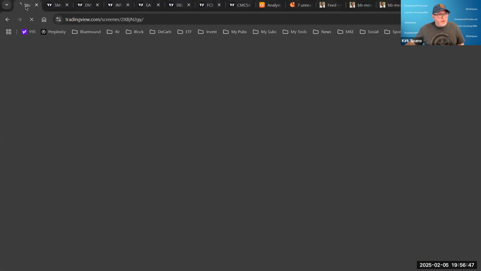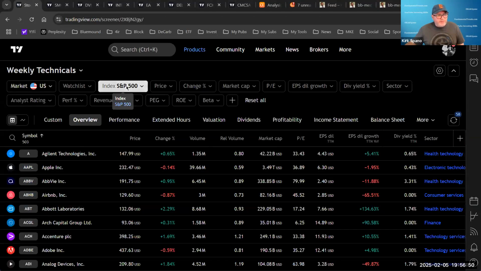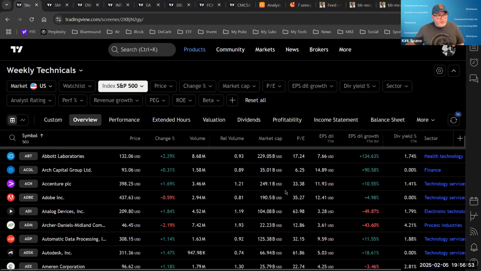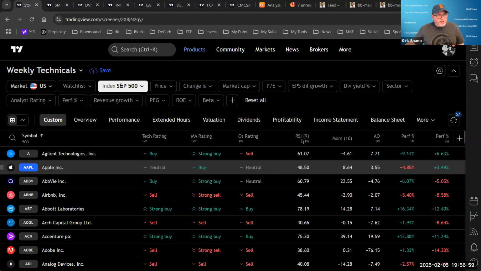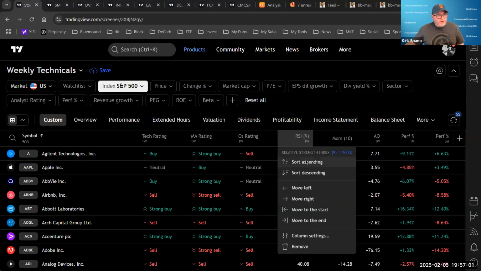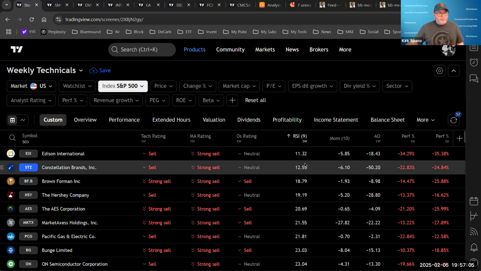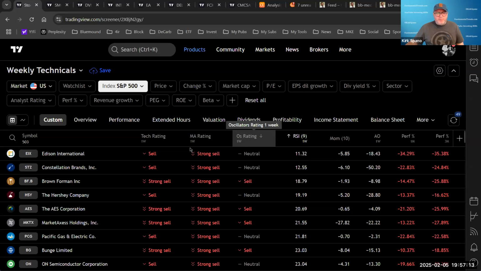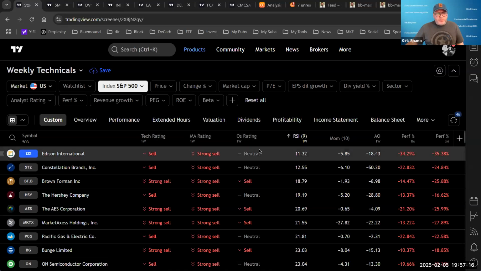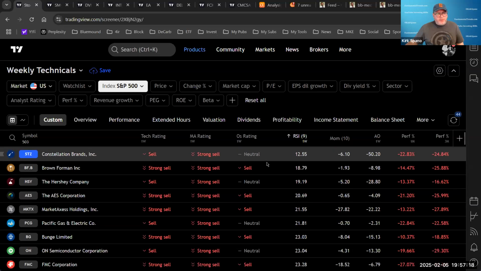So I did a screen, just the S&P 500, my weekly screen. If you take a look at all the stocks ranked by RSI on the weekly, these are the ones that are oversold. Do you remember what we're looking for? We're looking for red, red, green, because the oscillator is bending up but the trend is still down. If we can find red, red, green, we want to take a look at it.